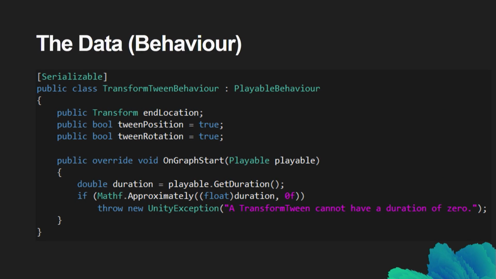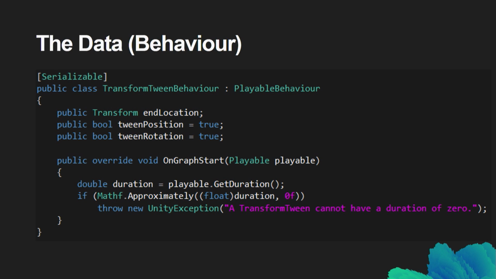So as you can see, there's some data stored here. We've got a transform, and we've got a couple of bools. And we've also got a function called onGraphStart. That's going to work like the start function of a monobehavior. When the timeline starts, onGraphStart is called, and you can do whatever you want. Here, we're just checking that the duration of this particular playable is not 0. If it's 0, then you can't really tween, because as you can see from this example, it's the transform tween behavior, and that's what all our examples today are going to be based on.